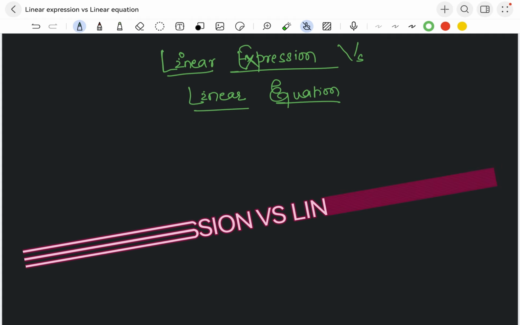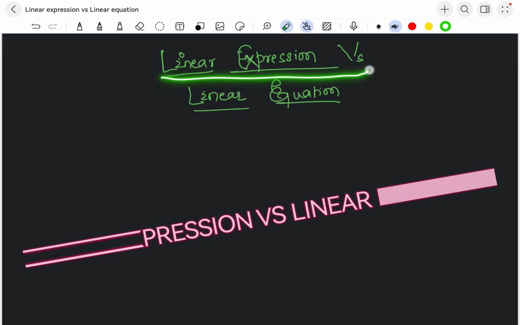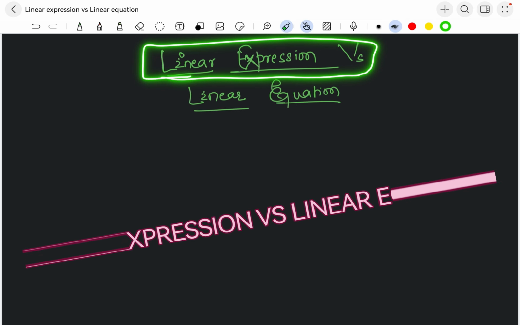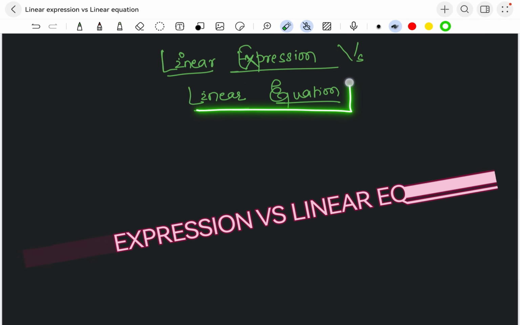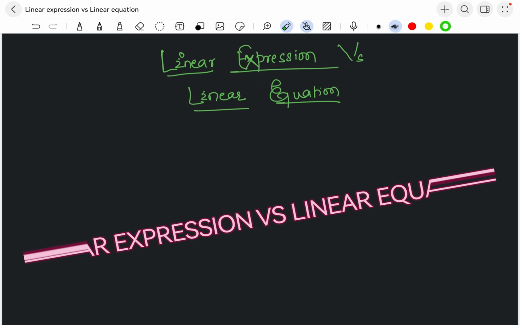Today we are going to learn about a new thing, which is known as a linear. We'll use a laser marker, which is absolutely a great feature here. So this is nothing but linear expression. Today we are going to learn about linear expression versus linear equation. By the end of the video, you will be able to figure out what an expression is and what an equation is. So for the timing, let us understand what an expression is.